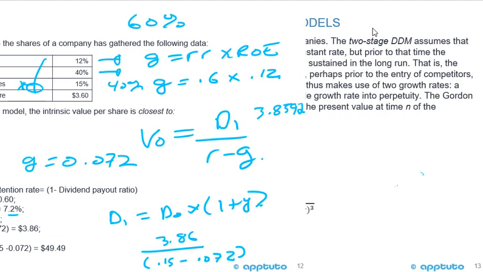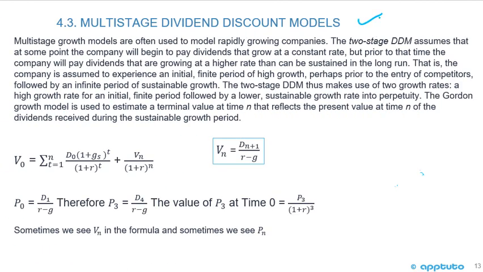Okay, now we're moving on to the multi-stage dividend discount model. Multi-stage growth models are often used to model rapidly growing companies. The two-stage dividend discount model assumes that at some point the company will begin to pay dividends that grow at a constant rate. But prior to that time, the company will pay dividends that are growing at a higher rate than can be sustained in the long run. That is, the company is assumed to experience an initial, finite period of high growth, perhaps prior to the entry of competitors, followed by an infinite period of sustainable growth.